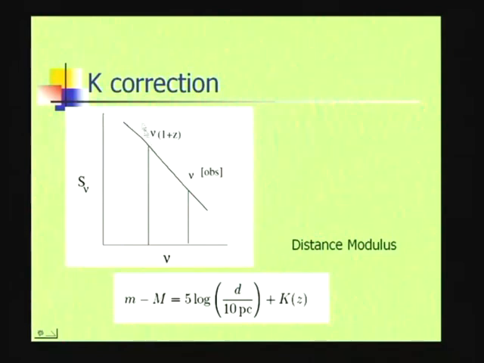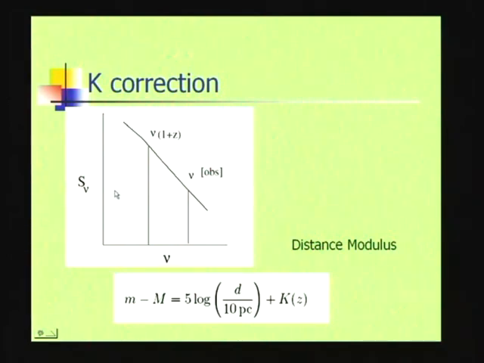So, this is what is called the K correction, and the K correction depends on the slope of the spectrum of the object that I am dealing with. If I am dealing with a galaxy whose spectrum I believe has some slope like the one shown here, then I can calculate what the K correction should be.